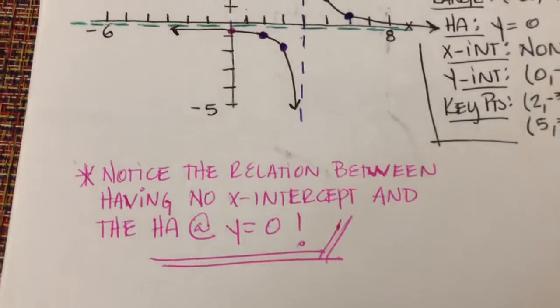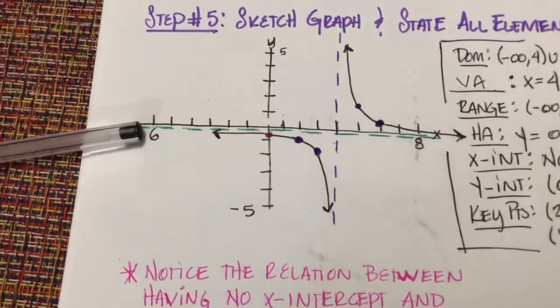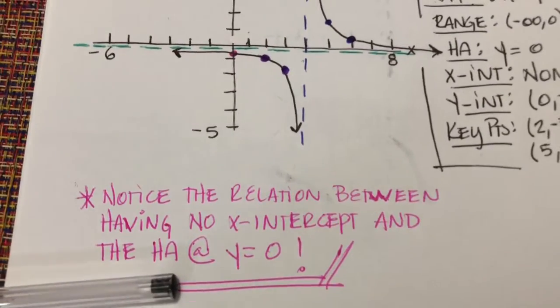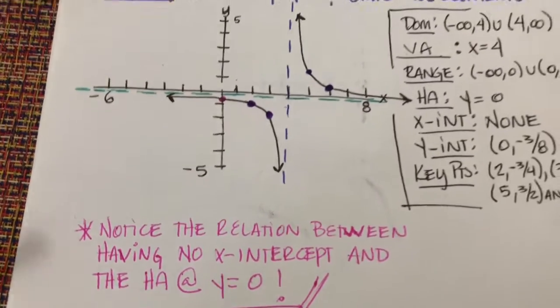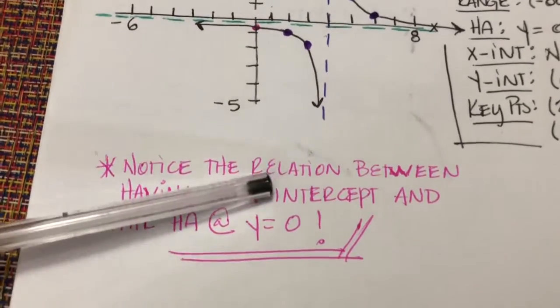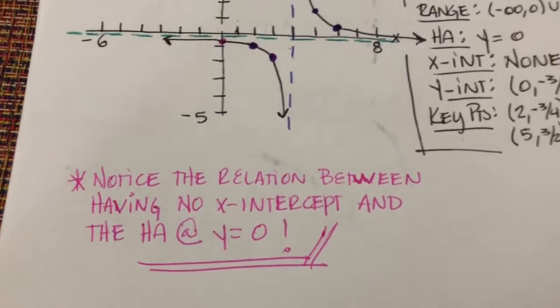Please remember to notice that if you have your horizontal asymptote at the x-axis, you will normally not have an x-intercept. There are exceptions that we will see later, but normally when the horizontal asymptote is at y is equal to 0, there is no x-intercept.